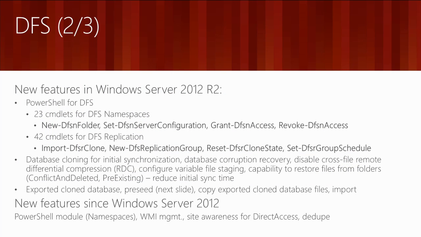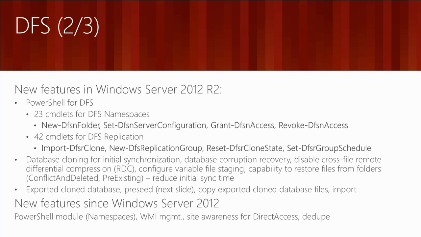Still on DFS. All right, so 3 slides. New features for 2012 R2. This stuff's always testable, all the new stuff, right? 23 cmdlets. The namespaces cmdlets have been around. The DFS replication cmdlets are new. There's 42 of those things. I'm not going to go into much more detail than that. I do want to talk about cloning, because that's going to be big for the exam. It's a newer feature, and cloning plus preseeding is going to be big.